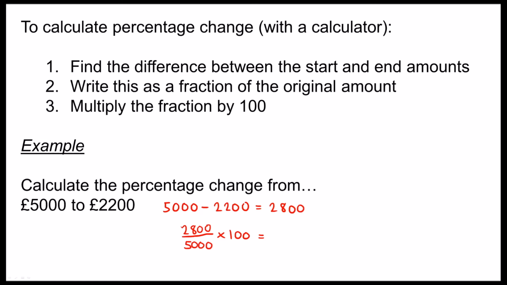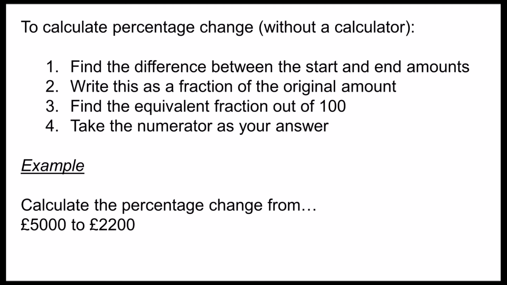Again, looking at our original question, we've gone from 5,000 to 2,200. So that means that this time it's a percentage decrease. That means we've decreased by 56%. It's really important that you specify whether your amount is getting bigger or smaller.